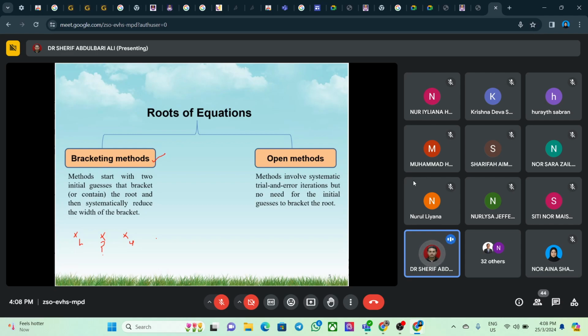So as a definition, the bracketing method is a method that starts with 2 initial guesses that bracket or contain the root. So this value here is the root. Then systematically, we are going to reduce the width of the bracket till we find this point. The open method, which we are going to cover next class, is a method that involves systematic trial and error iterations. Here, there is no need for a bracket, because you are going to have 1 initial value, so that means it's not considered a bracketing method.